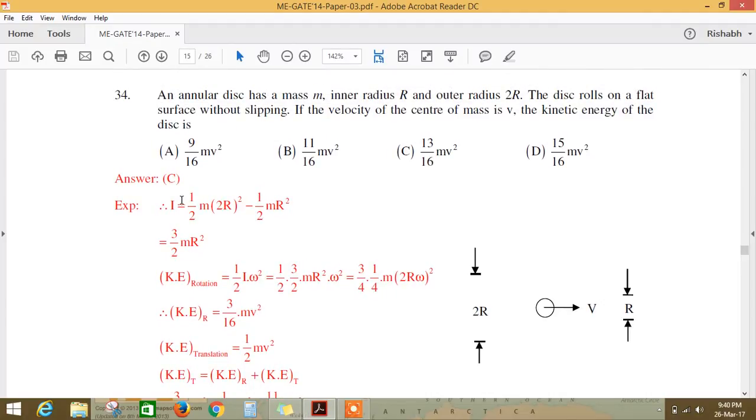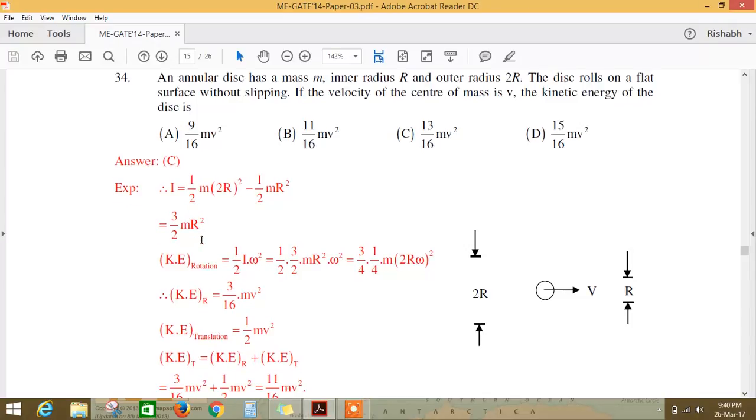Okay, so since this is an annular disk, you have to find the moment of inertia in this way: half m into 2r whole square minus half mr square. You will get 3 by 2 mr square. So kinetic energy of rotation is half I omega square, which is half into 3 by 2 mr square into omega square.